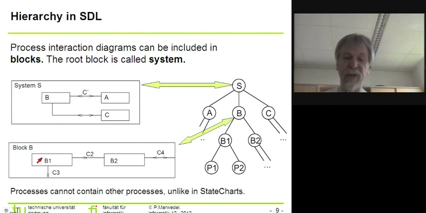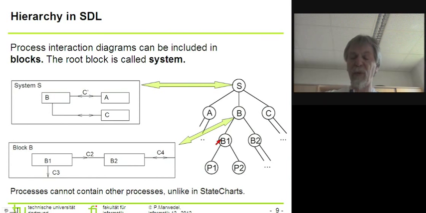These process interaction diagrams can be used at the next higher level in the hierarchy as components. So we have this block B1 here as a component at the next higher level in the hierarchy, and in addition we have another block there. So overall we are arriving at a hierarchy where we have this block at some level in the hierarchy.